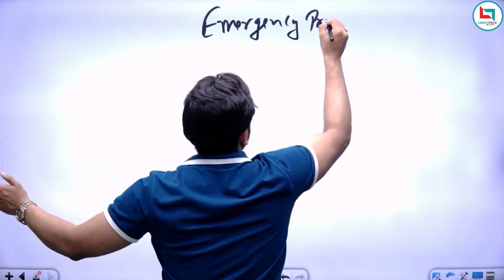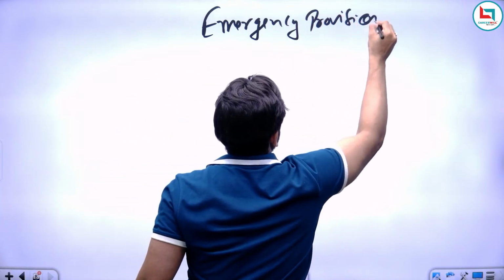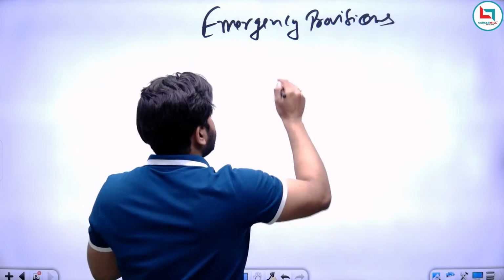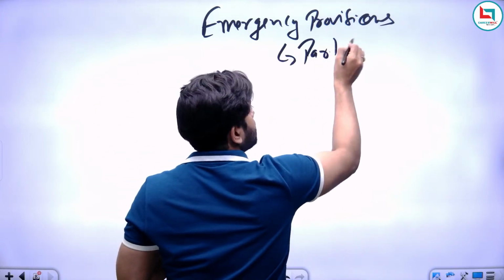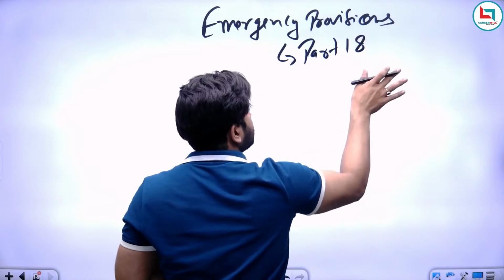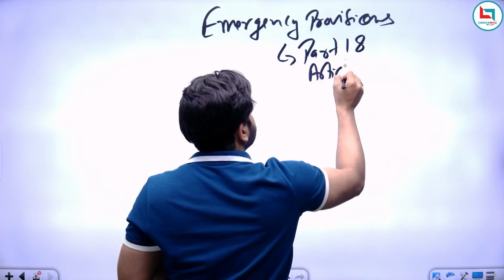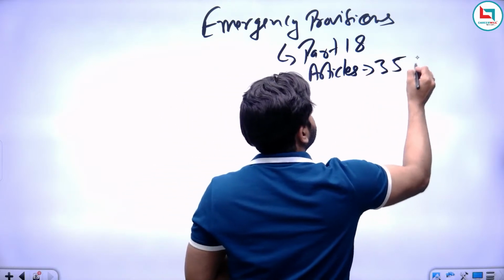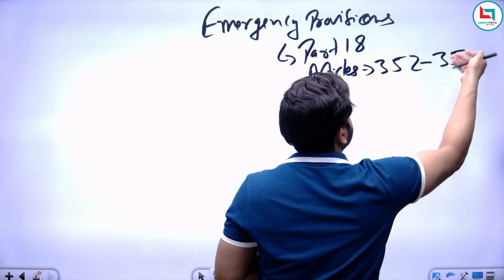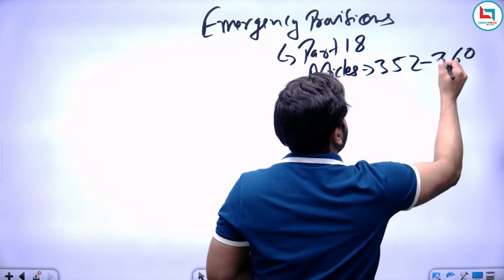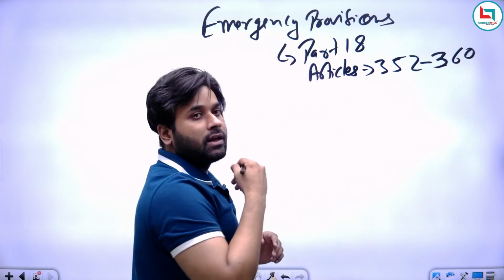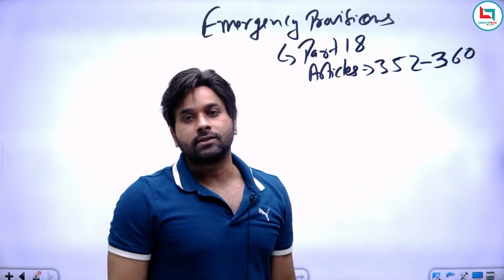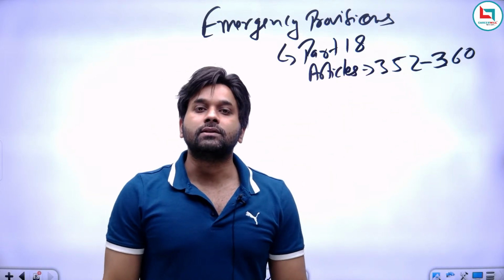Emergency provisions. Okay, so first, starting from the basics, emergency provisions come under which part of the constitution? They come under Part 18 of the constitution. And under Part 18, how many articles are there dealing with emergency provisions? It starts from Article 352 till Article 360. So under Part 18 of the constitution, there are total articles from Article 352 to Article 360. So these articles are related to emergency provisions.